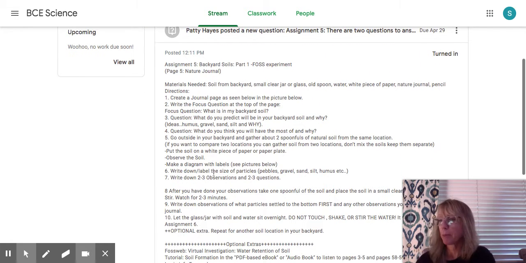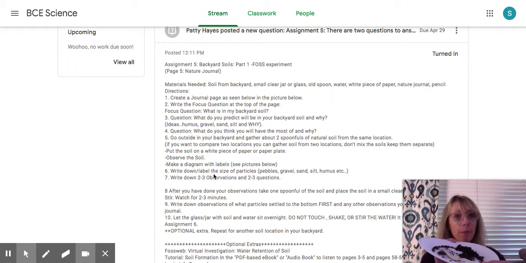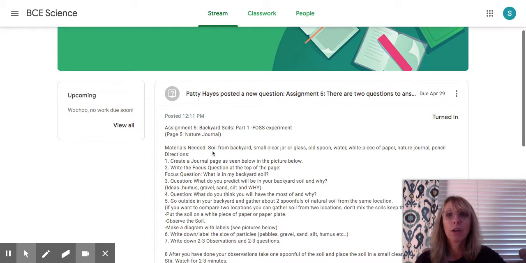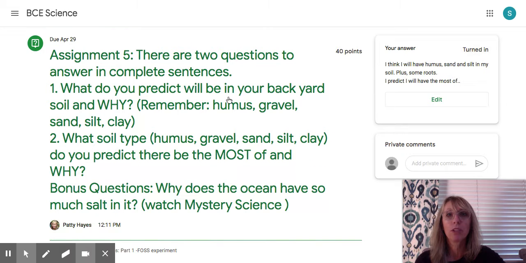So once you write down your predictions, you can observe your soil. You put it on a piece of paper or a plate like this, and separate it. Make some good observations and see if you see any gravel pieces, anything like that. Then you're going to go over here and answer some questions when you come inside.